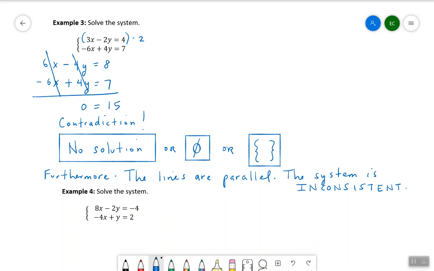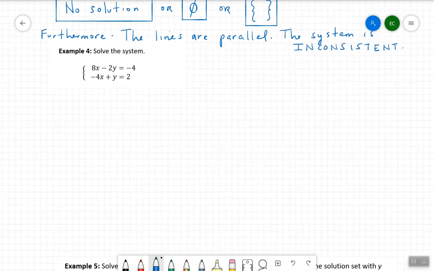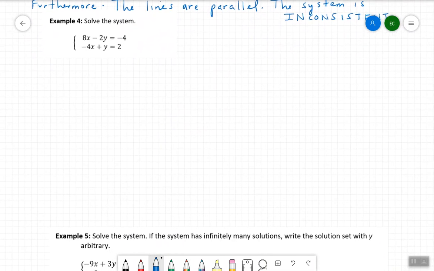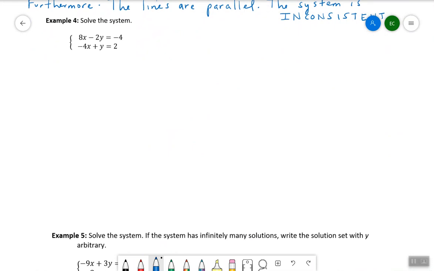Okay, so that's example 3. Let's go on and look at example 4. We have another system to solve. Again, substitution or elimination would be fine. I will choose elimination. I will multiply the second equation by 2. When I do that, I get negative 8x plus 2y is equal to 4. And then I can just bring down the first equation.